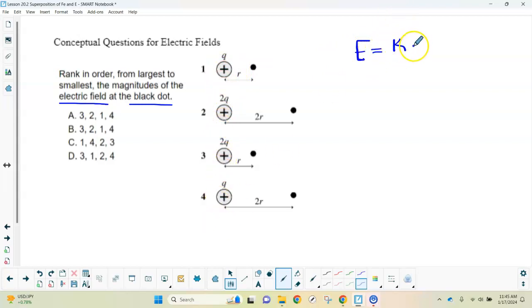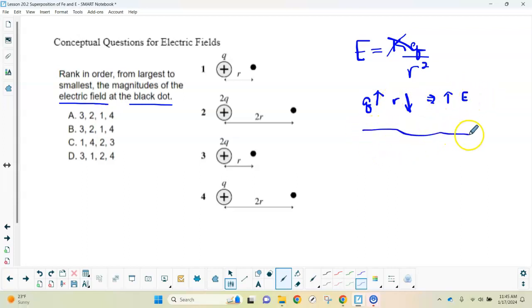So that's going to be the kQ over r squared equation. k is a constant, so that's the same for all of them, so that's not going to have any impact. And we want to get the electric field to be the biggest. The electric field is biggest when Q is big and r is small, because E is directly proportional to Q, and r is inversely proportional to E. You get a small electric field when the opposite takes place.